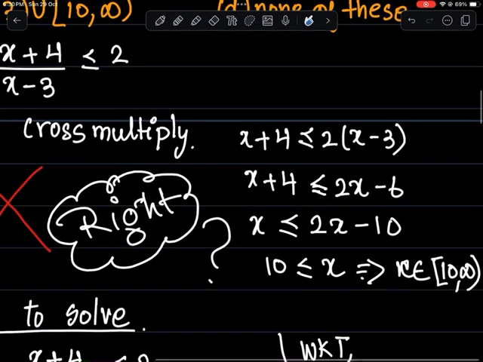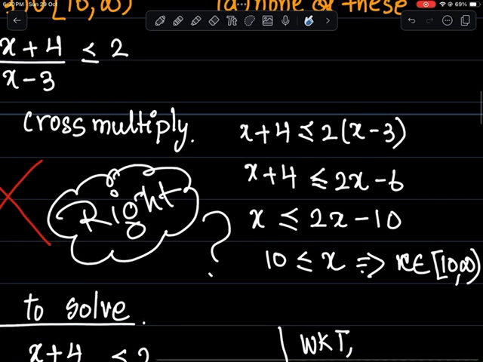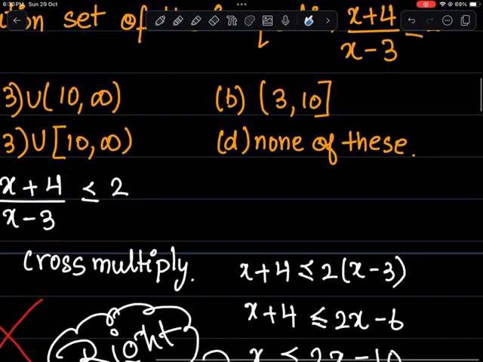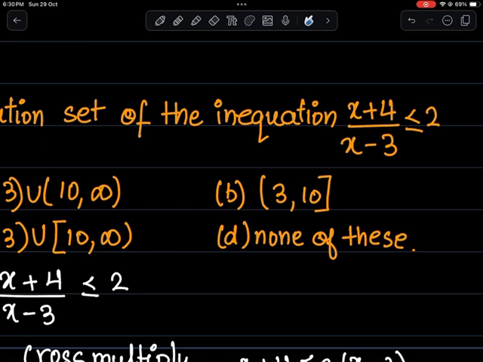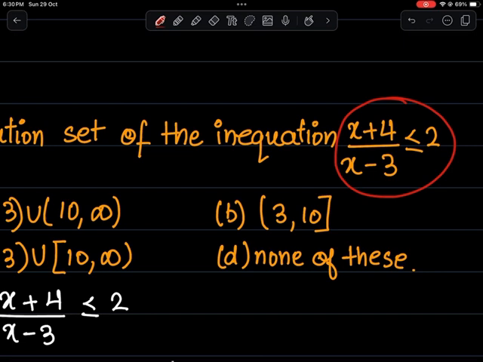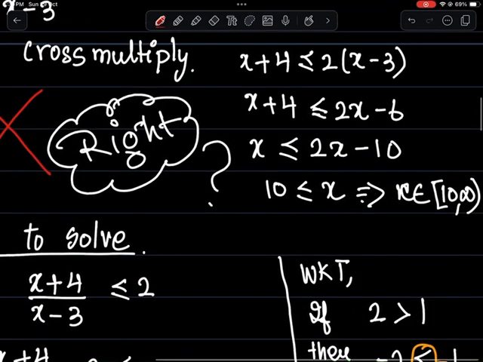The mistake that students usually make is they tend to cross multiply, and when they cross multiply they are going to get the solution as x belongs to [10, ∞). Now I wouldn't say this is a wrong solution, but when we talk about the solution, it should be a combination or a union of all the solutions. This is only a part of the solution, because if you take any element from the set, the inequation is going to be satisfied, but that does not mean that this is the final solution, and there is no such option in the given options as well.